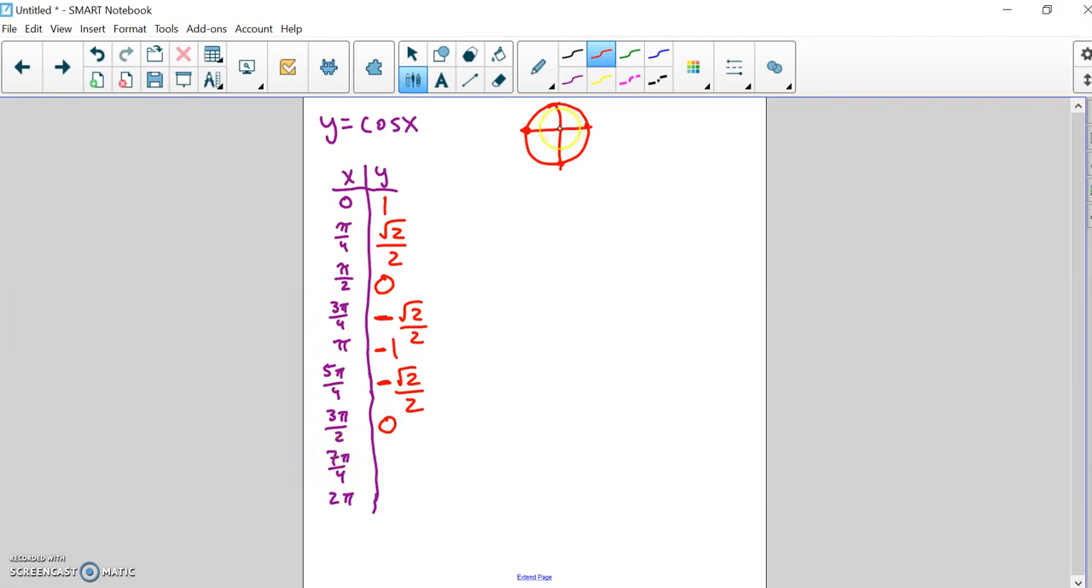Alright, 7pi/4, we're now back in the quadrant where cosine is positive. At 7pi/4, we get a cosine value of positive √2/2, and then for 2pi, we finish back where we started on the right side of the circle where cosine has a value of 1. Okay, so once again, if we're going to graph this, we are splitting up this axis. We started at 0, we ended at 2pi.